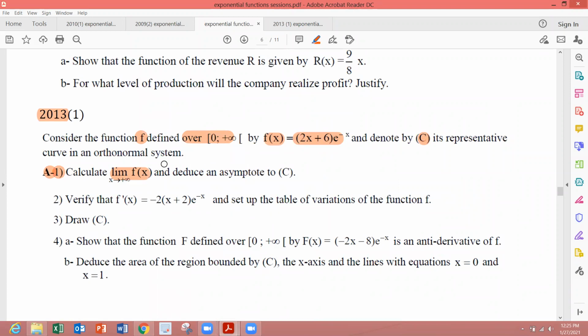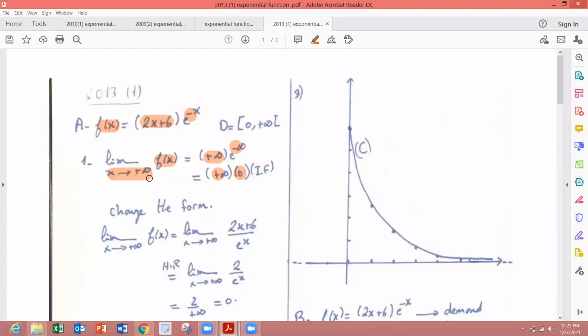So, the limit as x tends to plus infinity, and deduce an asymptote. So we replace each x by infinity. It will become plus infinity times e to the minus infinity. It will be infinity times 0, which is an indeterminate form. So we have to change the form.